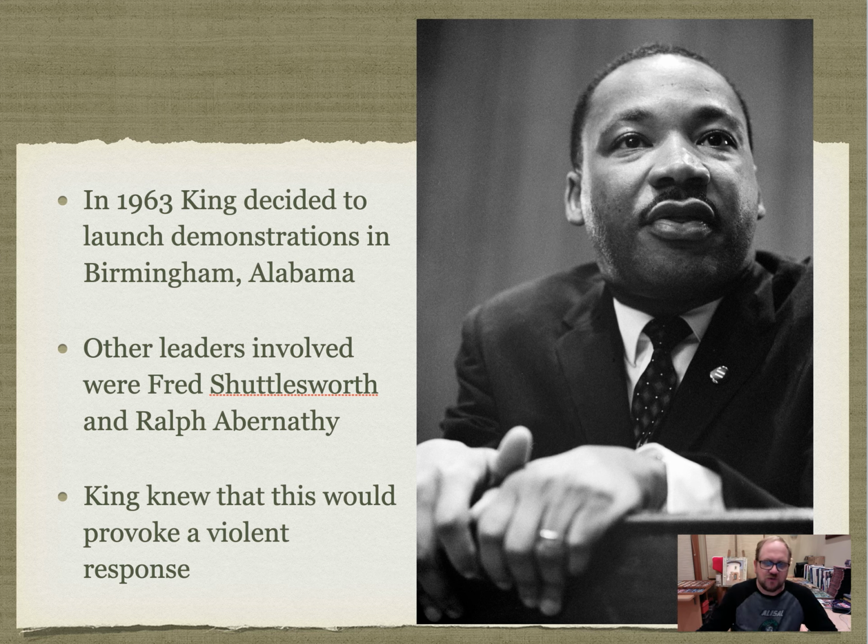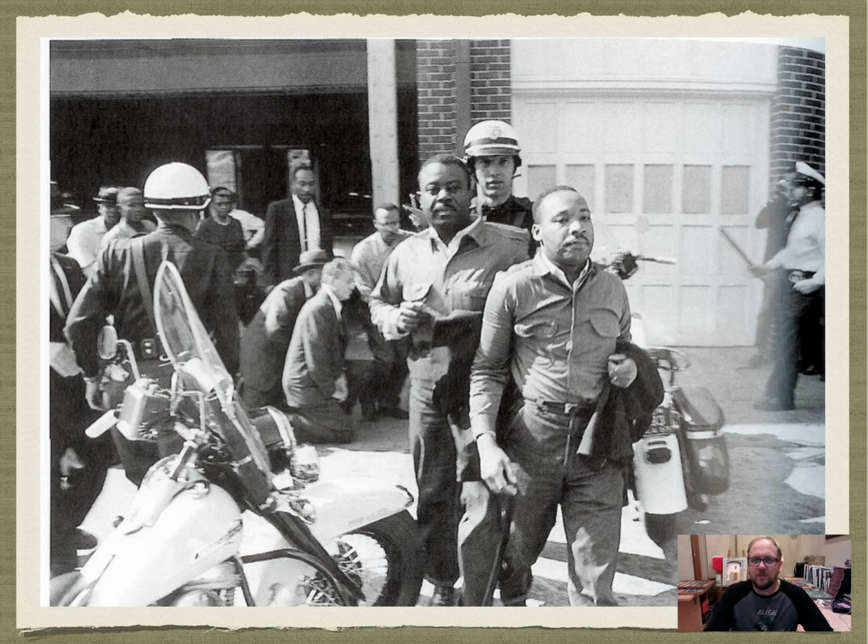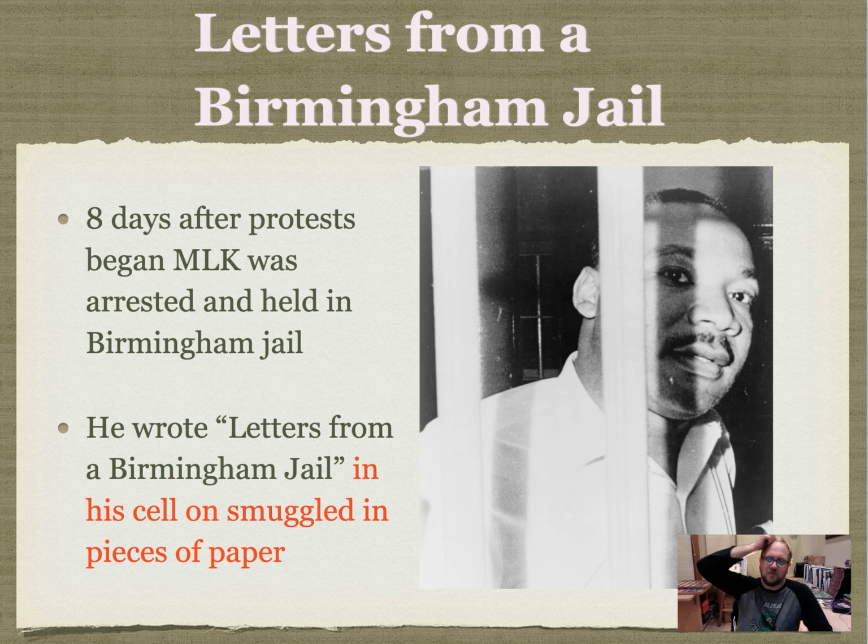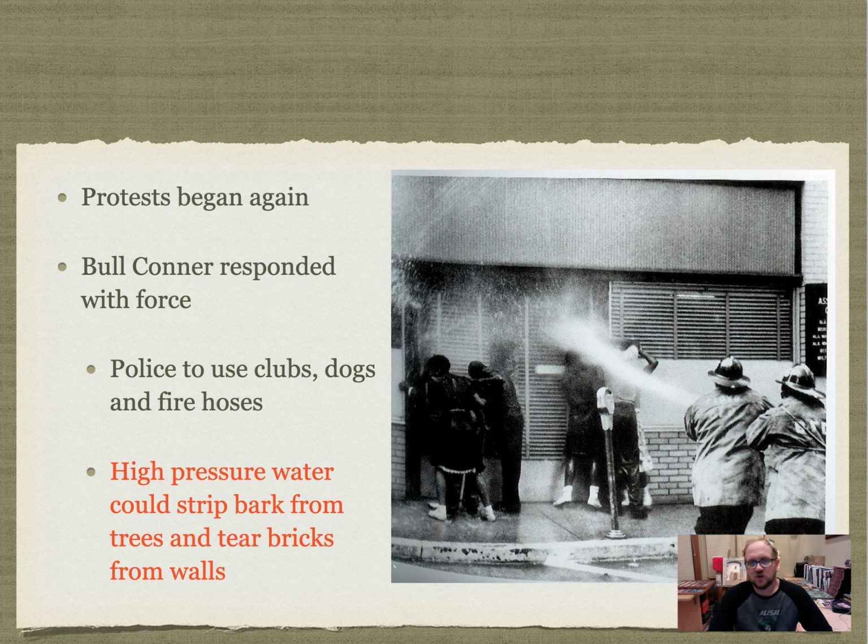So he's going to launch a demonstration in Birmingham, Alabama, and he knew this would provoke a violent response. And when the protest started, he will be arrested and go to jail. In that jail, he'll write his famous Letter from a Birmingham Jail, which states why we cannot wait, and it details the horrors of segregation, the horrors of living as a Black person, and why African Americans can't wait any longer, and they must start pushing to end these civil rights abuses. Eventually he'll be released, and the movement will start back up.